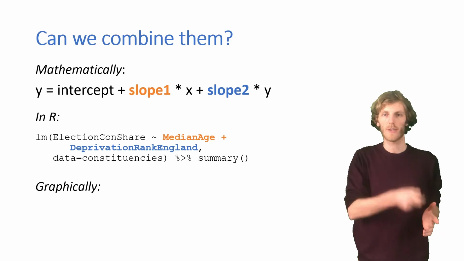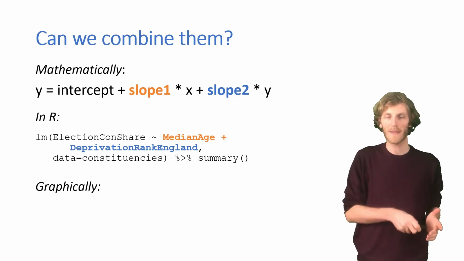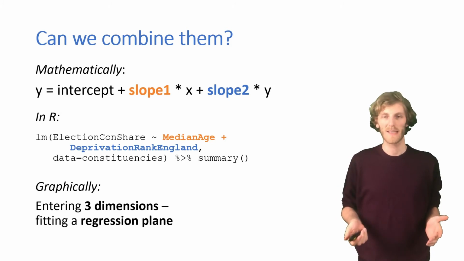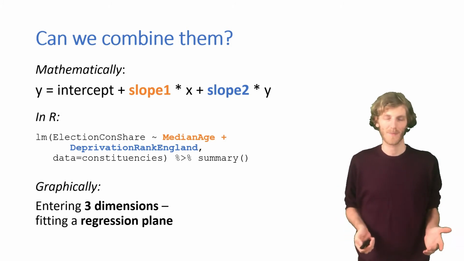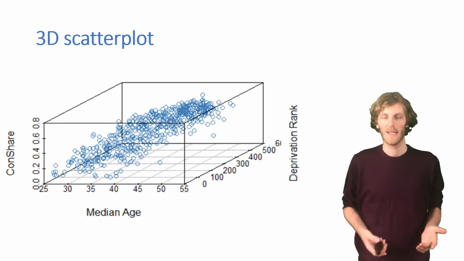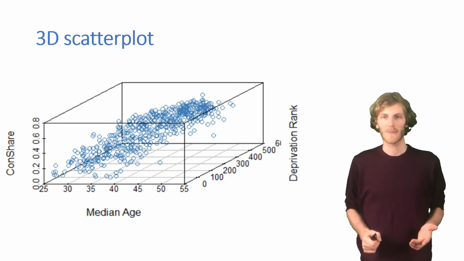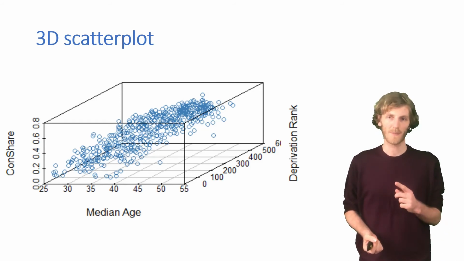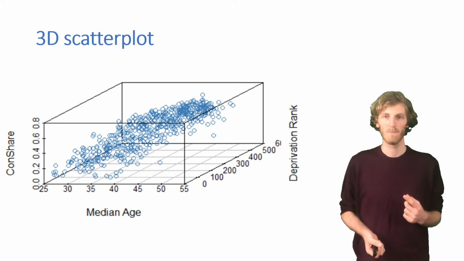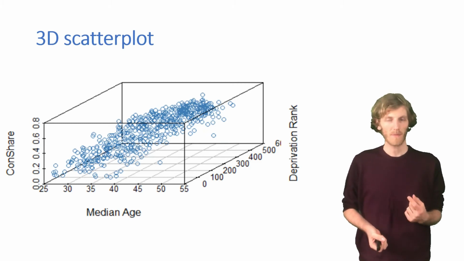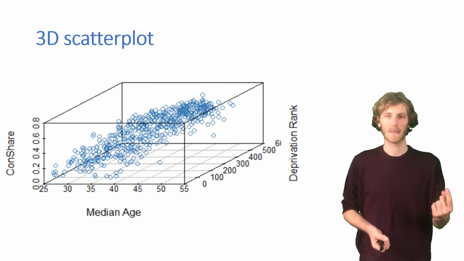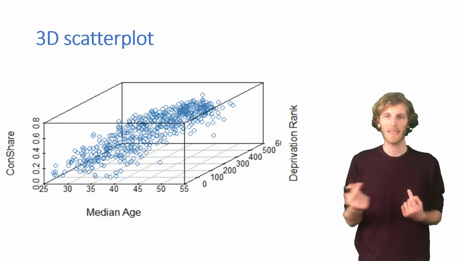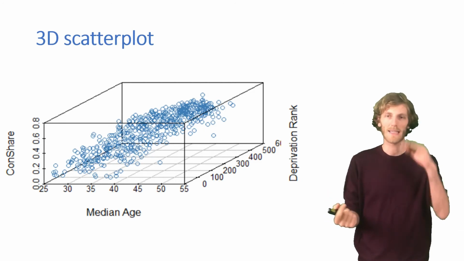Before, we had 2 dimensions and fit a line. Now, we're going to 3 dimensions and we're fitting a plane. What does that actually mean? In terms of the scatterplot, we now have a 3D scatterplot where each point is characterized by 3 coordinates. Each constituency has a median age, a deprivation level, and a conservative vote share.